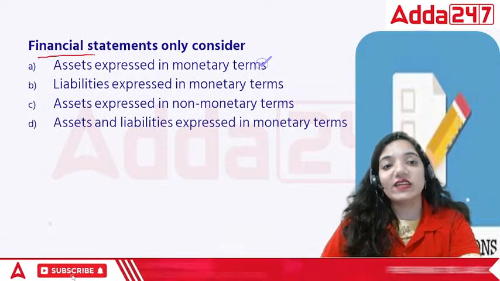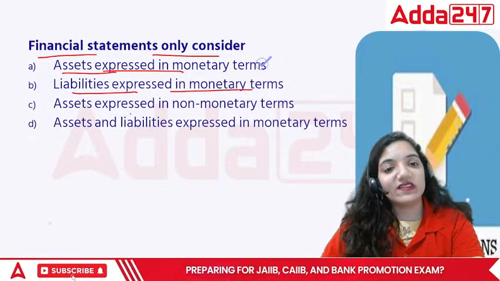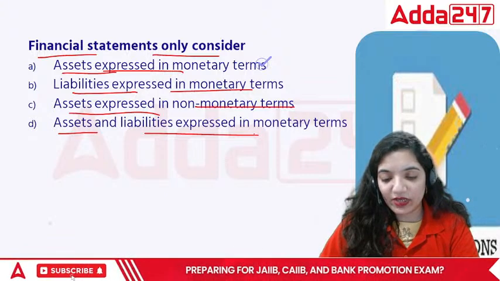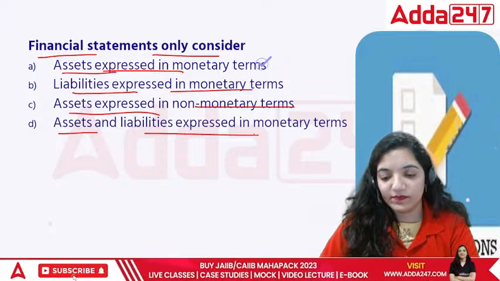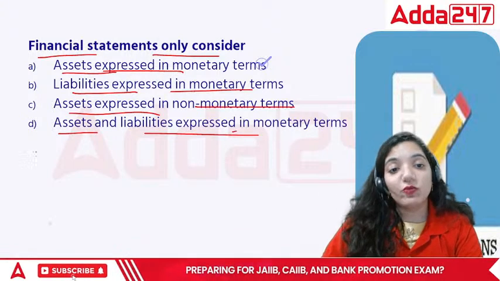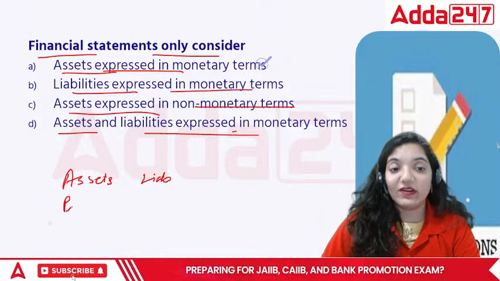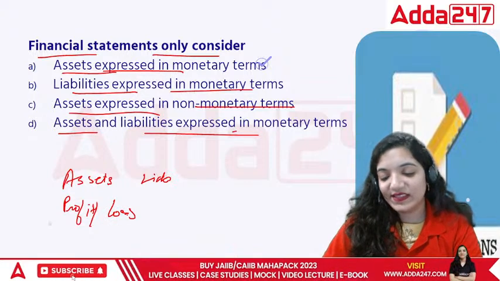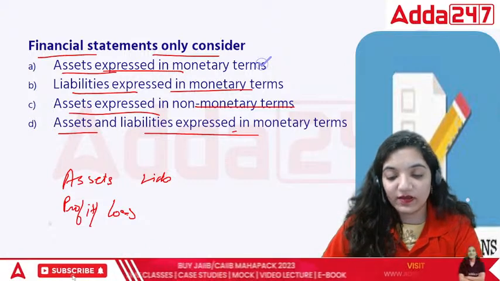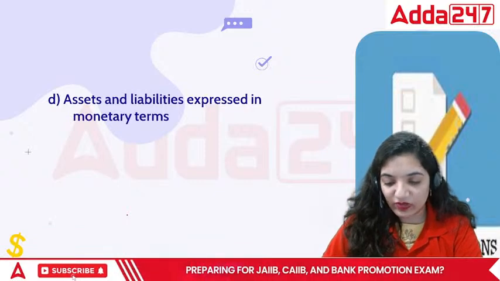Next question. The financial statements only consider what? The financial statements consider assets expressed in monetary terms, liabilities expressed in monetary terms, assets expressed in monetary terms, or assets and liabilities expressed in monetary terms. So what would be the point? Financial statements are always prepared in monetary terms, which consists of both assets and liabilities. If the question had stated it, it would have been related to profit as well as loss. So in this case, the correct answer would be D. Assets and liabilities, which are in terms of money.